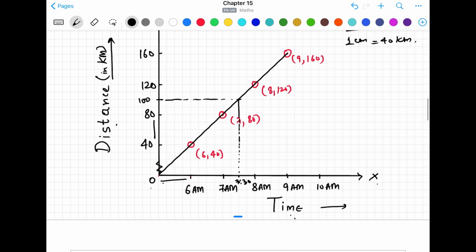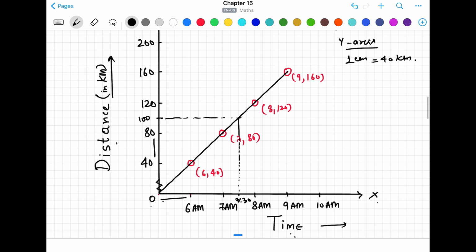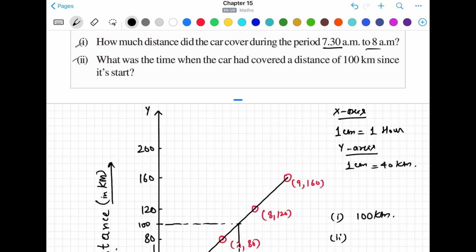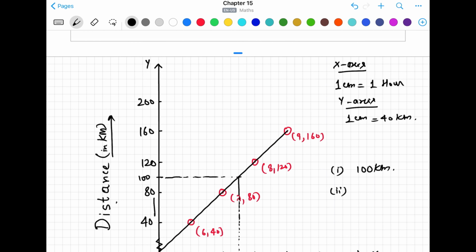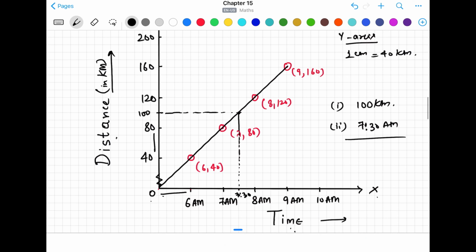Okay, so I am writing the answers here. You can write them in the below part. The answer for the first one is 100 kilometers. Then second is, what was the time when the car had covered a distance of 100 kilometers since its start? The car was at 100 kilometers distance exactly at 7:30 a.m. So that first time is 7:30 a.m. So that's the answer to the two questions of this given graph.